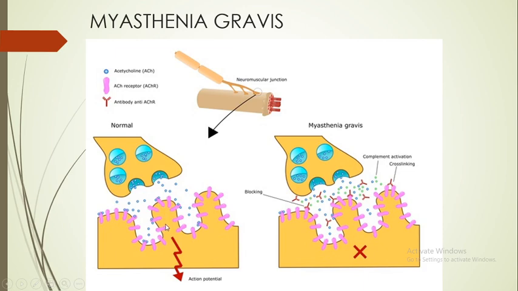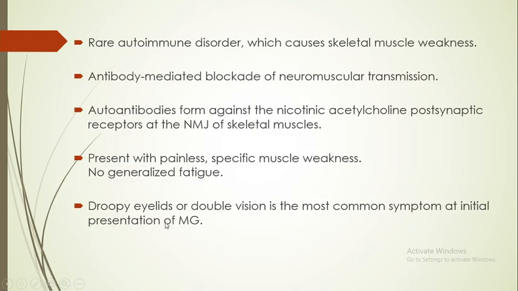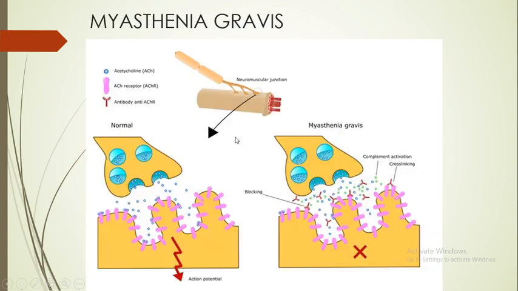Then we have myasthenia gravis. That's a rare autoimmune disorder which causes skeletal muscle weakness. Antibody-mediated blockade of neuromuscular transmission happens here, with autoantibodies against the nicotinic acetylcholine postsynaptic receptors at the neuromuscular junction of skeletal muscles. This is the postsynaptic membrane, and this is the neuromuscular junction here.